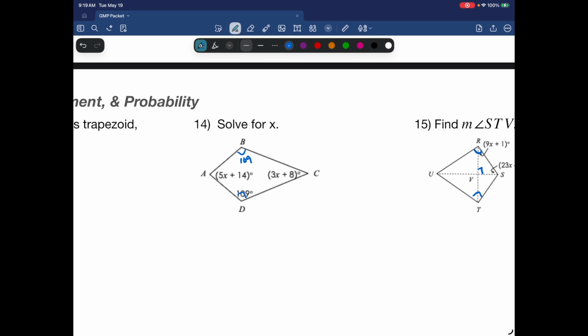So let's see. You can add them all up: 5x plus 14 plus 3x plus 8 plus 109 plus 109. You could also say 218, which is the same thing, equals 360. You combine like terms, and you get 8x, let's see, 218 plus 8 plus 14 is 240. So 8x equals 120. X equals 15.